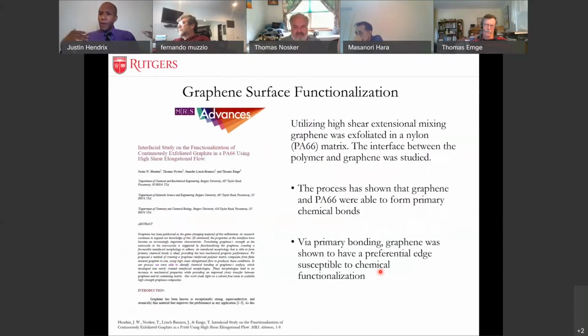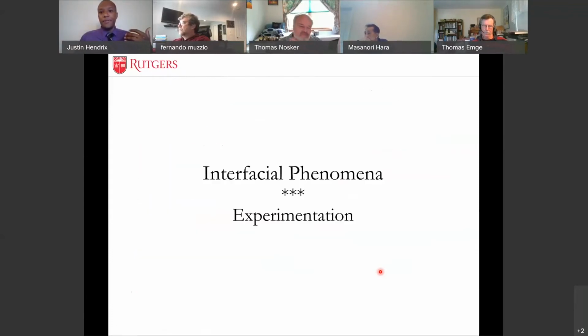Now we're going to talk about the second paper that we did, as it relates to functionalizing and mixing graphene in an elongational flow regime. Here we take the PA66 and the graphene system, and they're mixed together. We found in this paper that they create primary bonds, so they're covalently bonded to each other. These primary bonds show evidence of preferential chemical functionalization on certain specific edges of graphene, and so we'll end up seeing that. We're going to go to the experimental work.